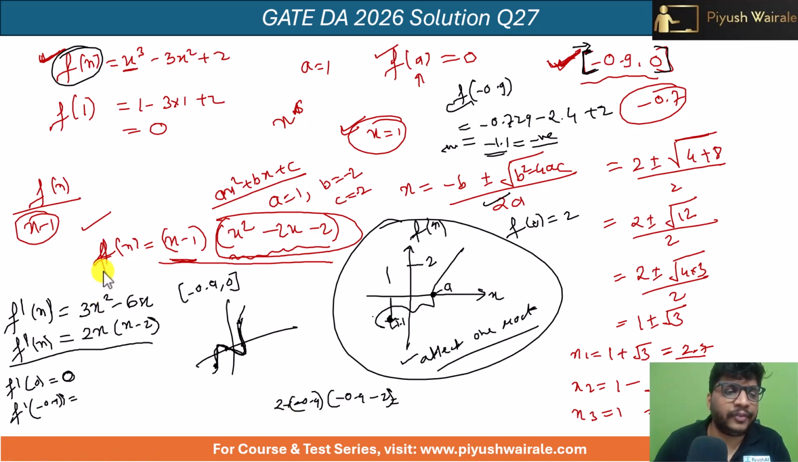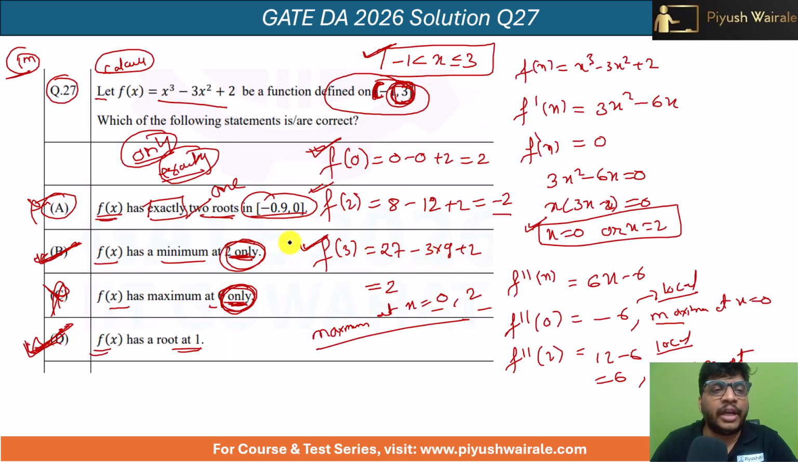Now if you observe f dash of x, this will be positive only. In this entire range, this will be positive only. It's an increasing function. So we can say f of x in this particular range is increasing. Increasing function here. It means this will cross the x-axis exactly once. So now I can confirm that f of x has exactly one root here, not two. So option A is anyway not correct.